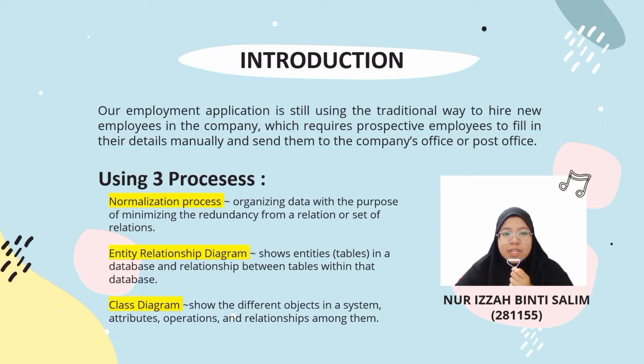Normalization process is organizing data with the purpose of minimizing the redundancy from a relation or set of relations. Entity relationship diagram (ERD) shows entities in a database and relations between tables within that database, while class diagram is used to show the different objects in a system, attributes, operations, and relationships among them.